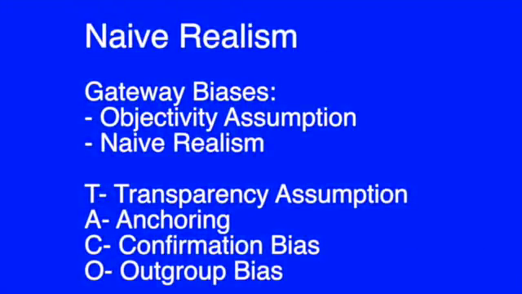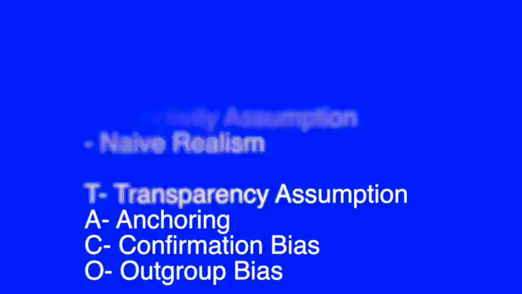So, TACO, the transparency assumption, anchoring, the confirmation bias, the outgroup bias, those are the working biases. The gateway biases that sit on top of those, the objectivity assumption and this horrible fundamental error of ours, all that is benefited or actually enabled by being naive realists.